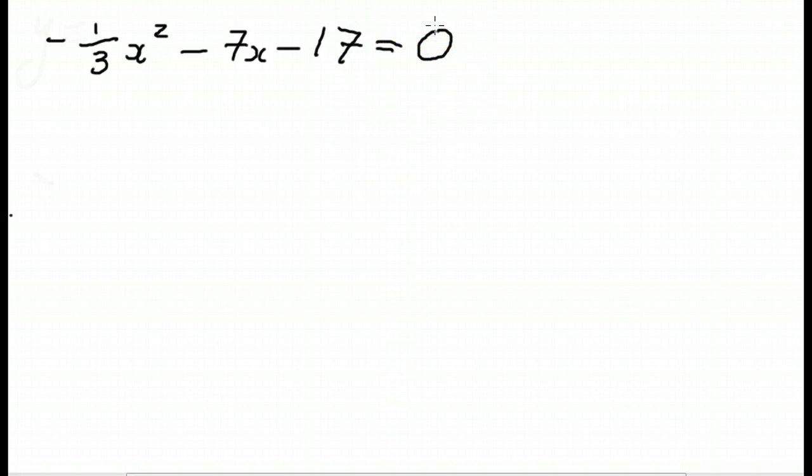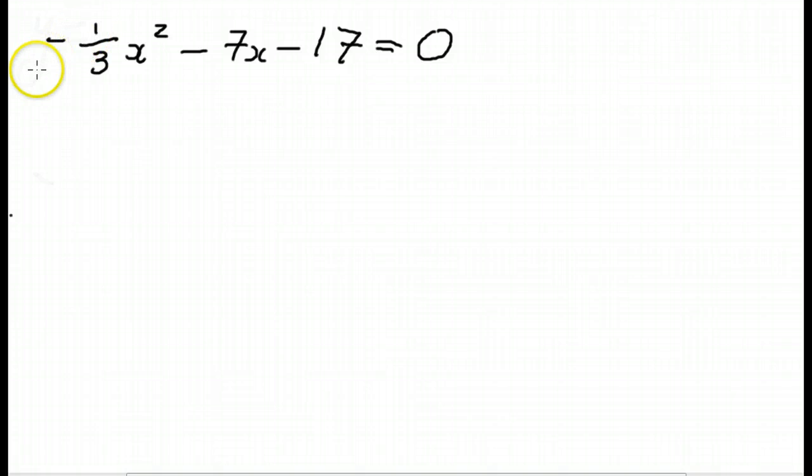The quadratic function is y equals. That gives us the graph. We're not interested in the graph. We're interested in the value or values of x, which when substituted in here will give us a 0. Now, nice thing, since this is a 0, we've got a negative 1/3 here. We can get rid of that negative 1/3.